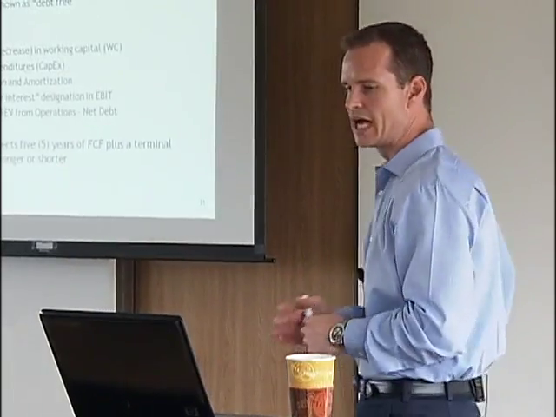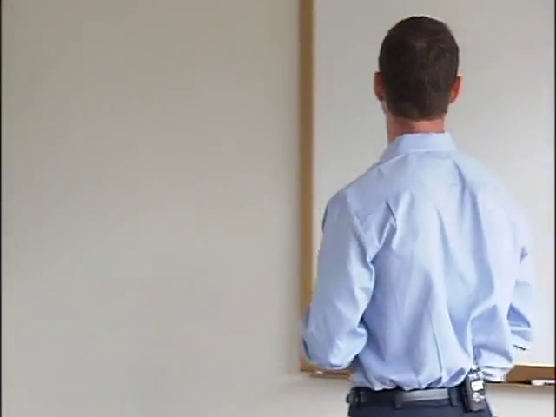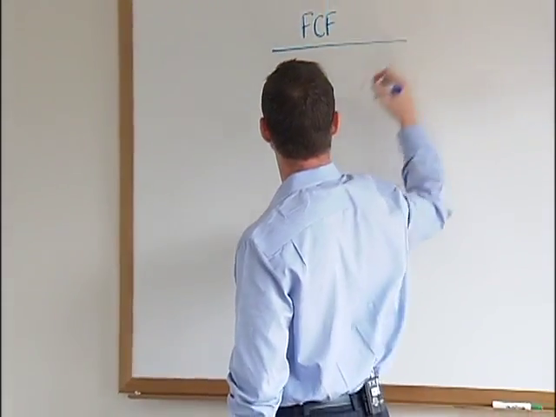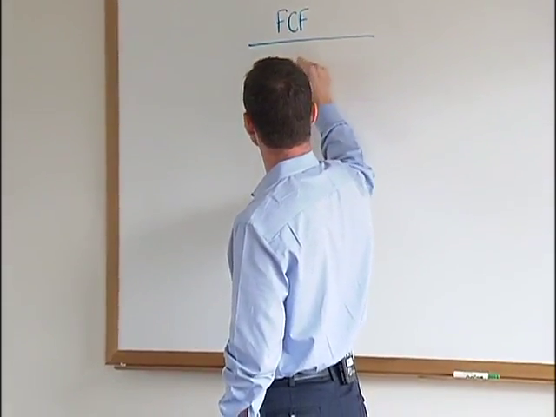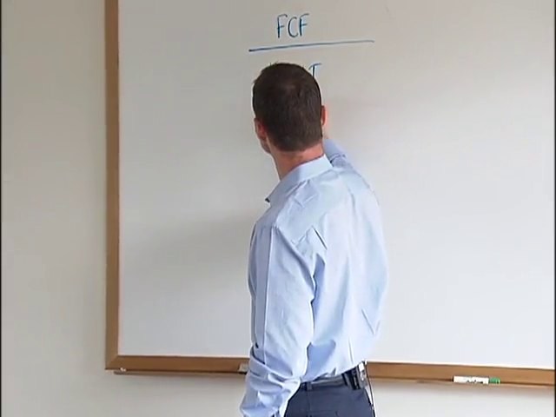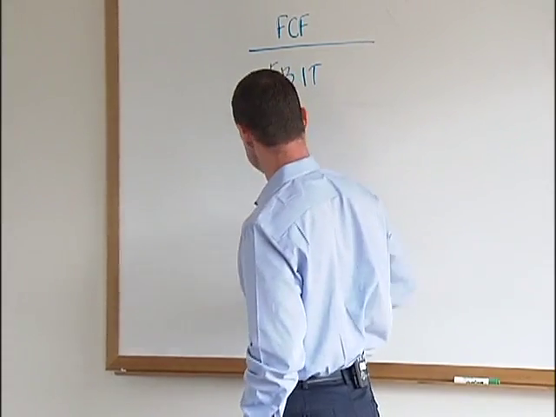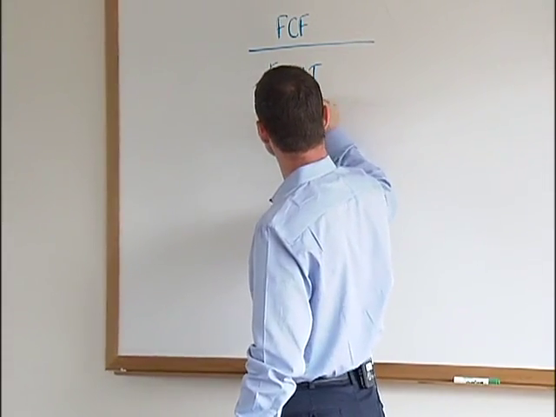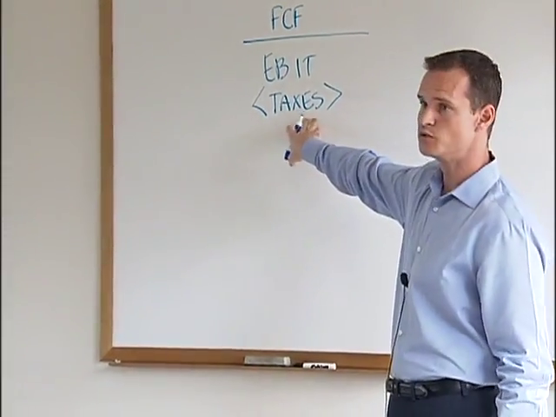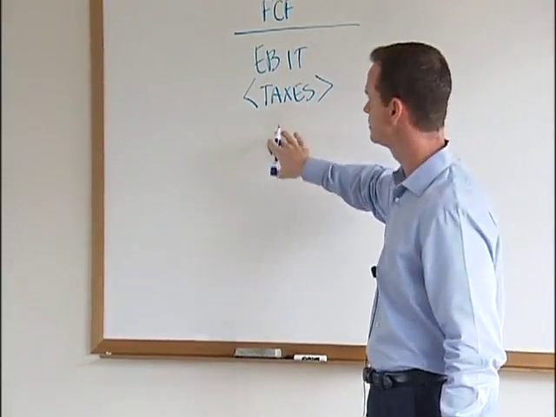So let's talk about free cash flow. We mentioned it before. Let's define exactly what it is. Our free cash flow is going to be calculated by taking our EBIT less taxes. Because as we said last week, as everybody knows, we've got to pay Uncle Sam. We've got to pay our taxes.